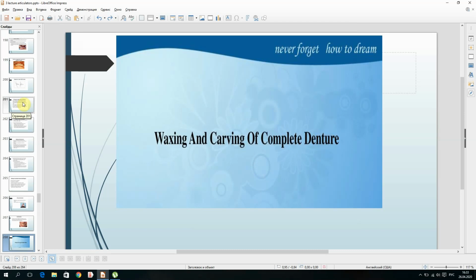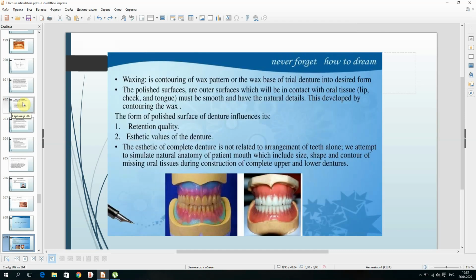Waxing and carving of complete dentures. Waxing is contouring of the wax pattern of the wax base of the trial denture into the desired form. The polished surface, the outer surface, which will be in contact with oral tissues, lip, cheek, and tongue, must be smooth and have natural details. This develops by contouring the wax. The form of the polished surface of the denture influences its retention quality and aesthetic values.